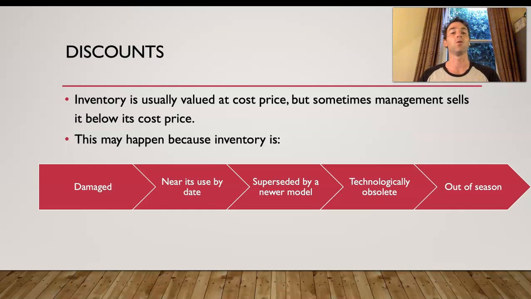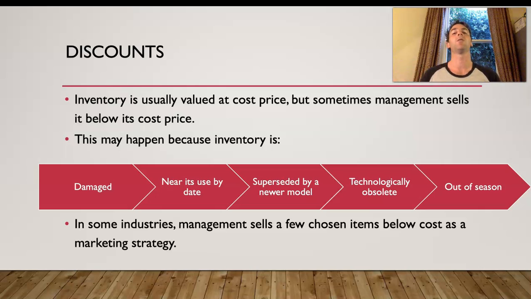And it could also just be out of season. So you go into a clothes store, I'm making this video as winter is coming, all those summer clothes are starting to become much cheaper because they're out of season. Any of these reasons might be a reason why a business would reduce the sale price of their inventory, and sometimes this might go below what they actually bought it for.